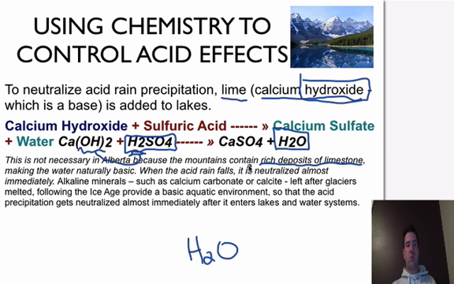So this is one way that we can use chemistry to control acid effects, by adding things such as lime.